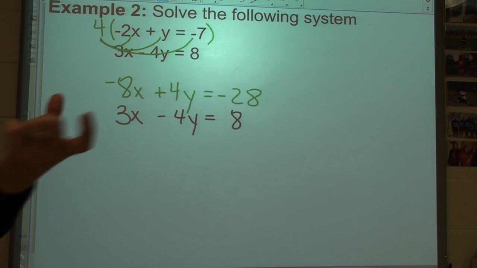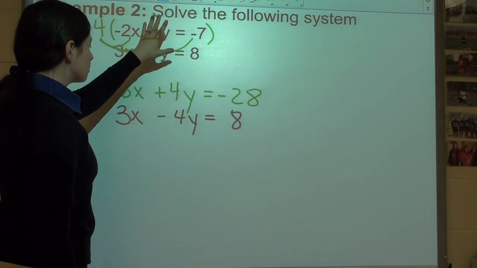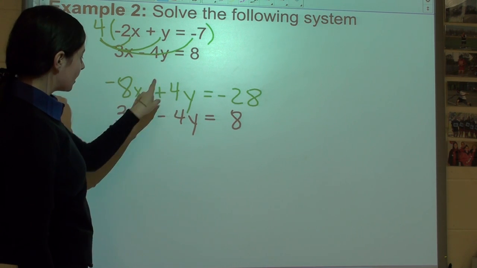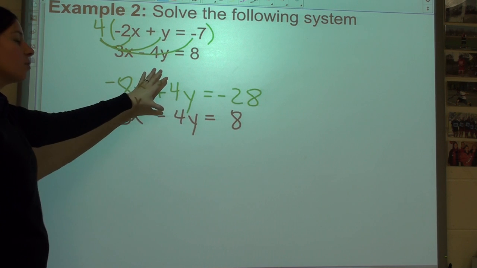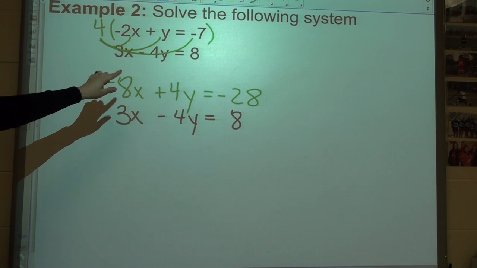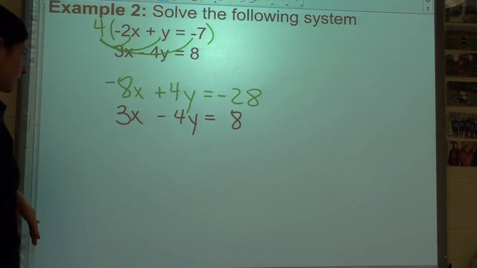Some of your algebra teachers may have taught you that you want to multiply this by negative 4. Sometimes you'll wind up with a negative 4 and a negative 4. When their coefficients are the same, that's when you're going to want to multiply by negative. But since this one we have a positive 4 and a negative 4, we're just going to leave it as is.